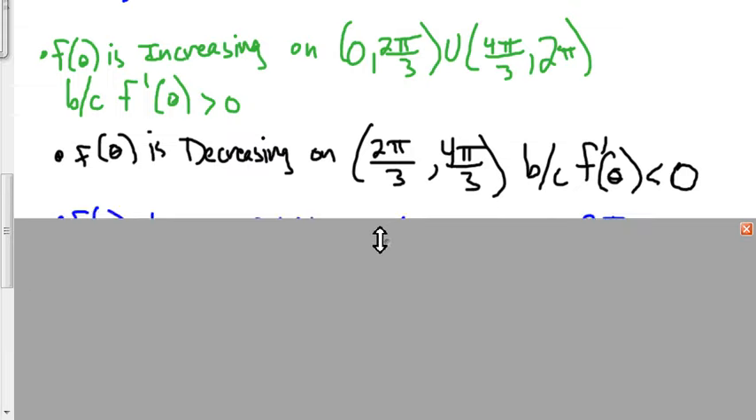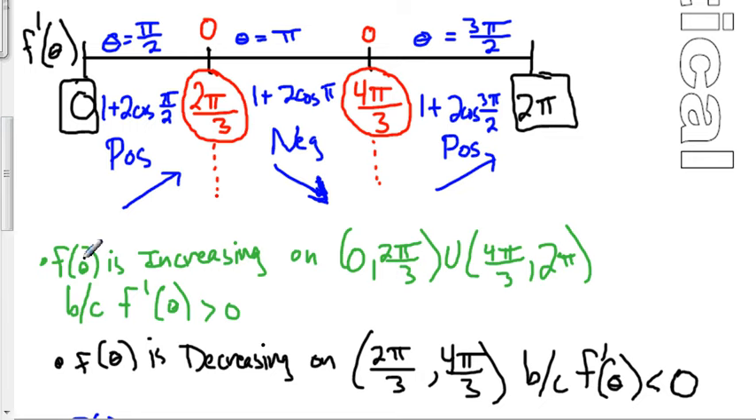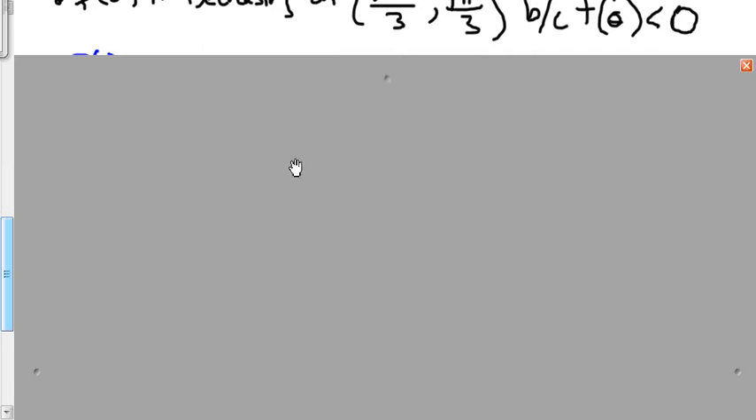So first off, let me go back to my chart here so you can see both. The original function is increasing on the interval from 0 to 2 pi over 3, and again from 4 pi over 3 to 2 pi. Why? Because the derivative is positive. And the original function is decreasing from 2 pi over 3 to 4 pi over 3 because the derivative is negative.